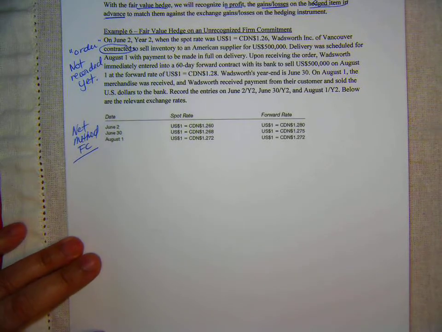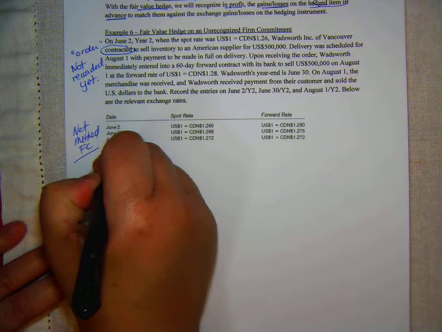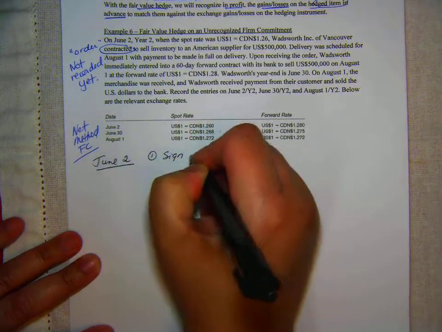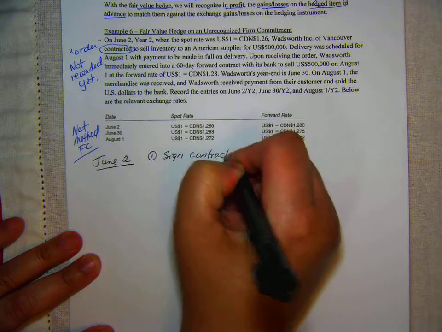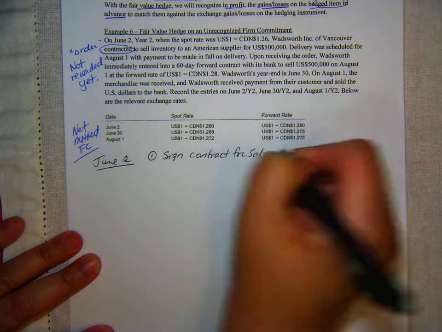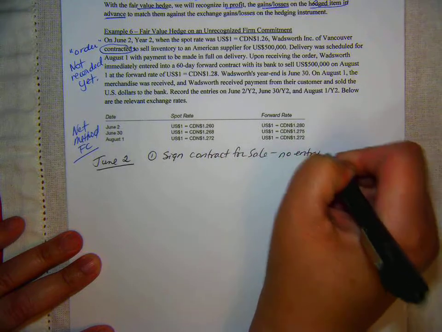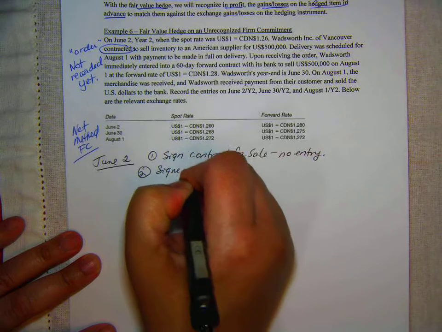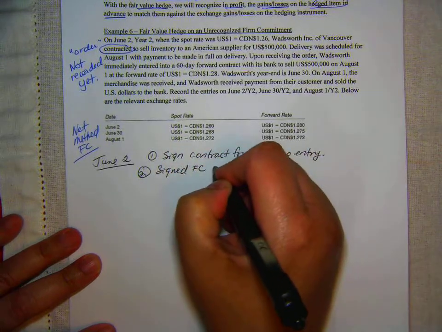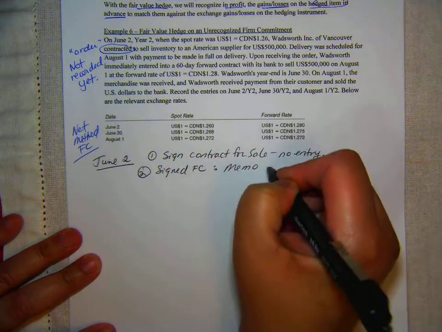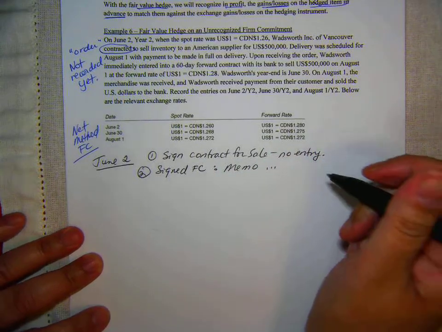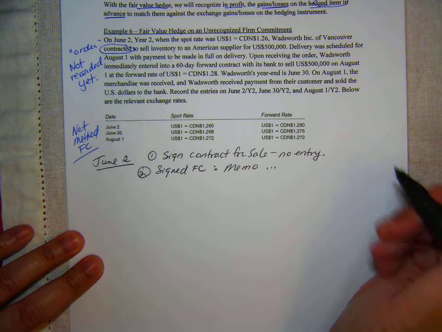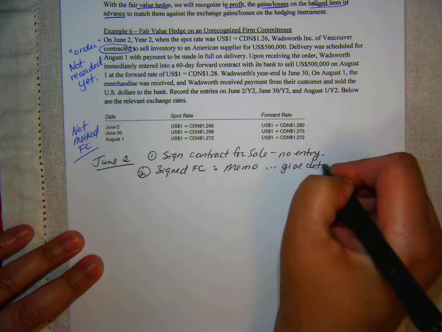So, June 2nd, sign the contract for sale. No entry. And signed forward contract, and you write a memo, etc. Just give details.